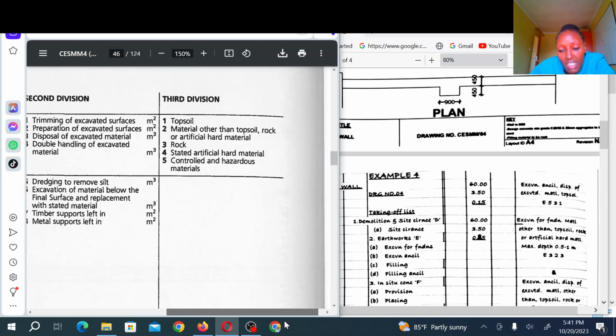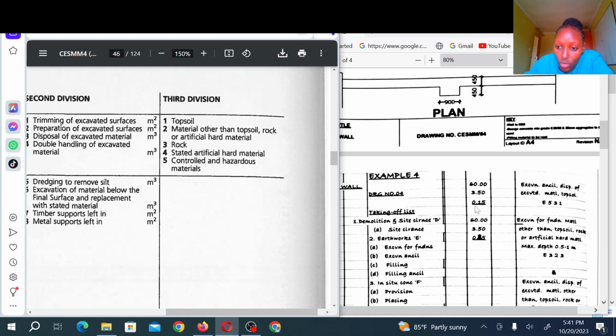So how do you measure it? It is the length 60 meters, 3.5 meters wide. Then the depth for topsoil that you'll be needing to dispose is 0.15.